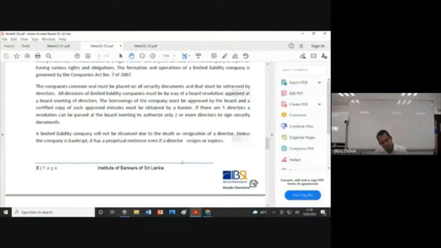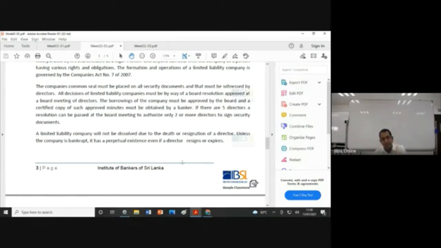In a dissolved position, if a director dies or resigns, there is no impact to the borrowings or the liability of the company. Companies are allowed to operate, not like in a partnership, right? Because borrowing happens at the company level, not the director level, right?